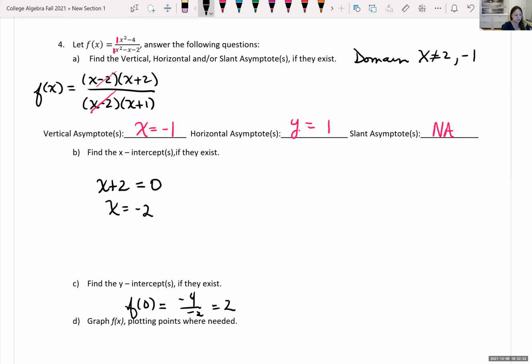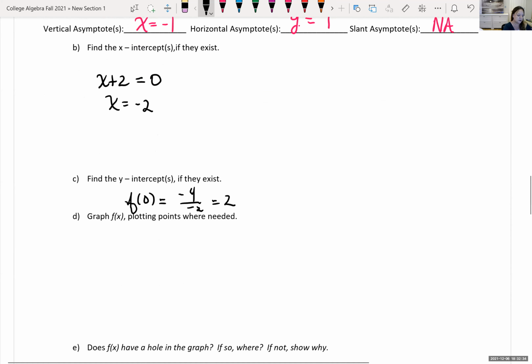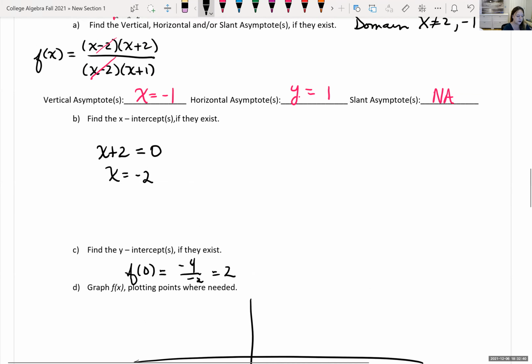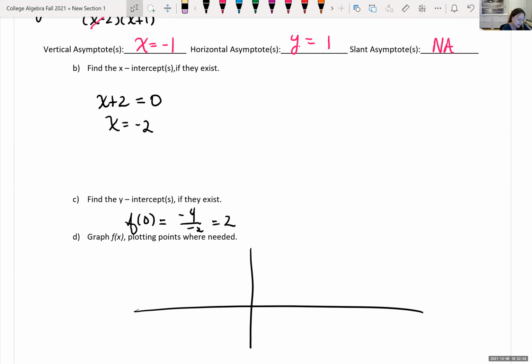So we want to plot some of our points, or asymptotes and everything, and see what we get. So we had a vertical asymptote at -1. I'm just going to put a dotted line there.